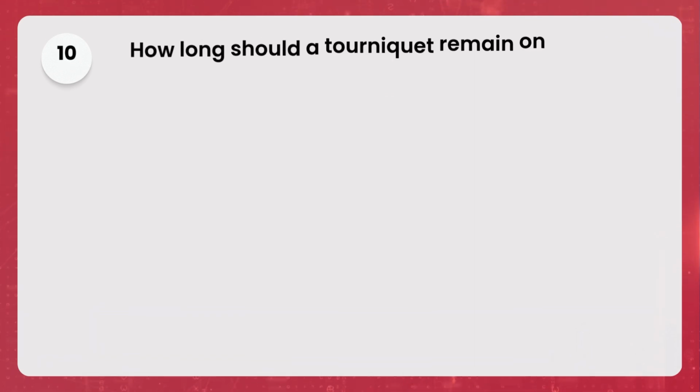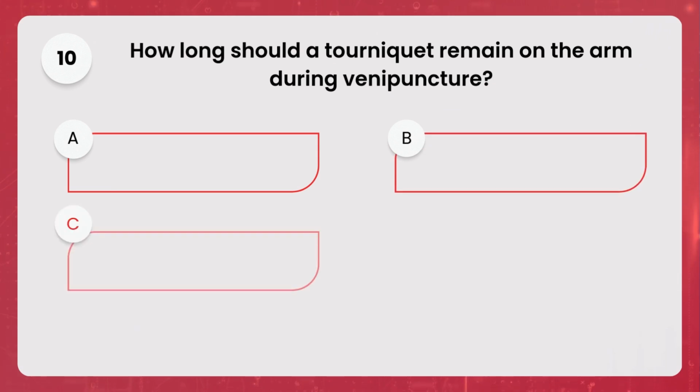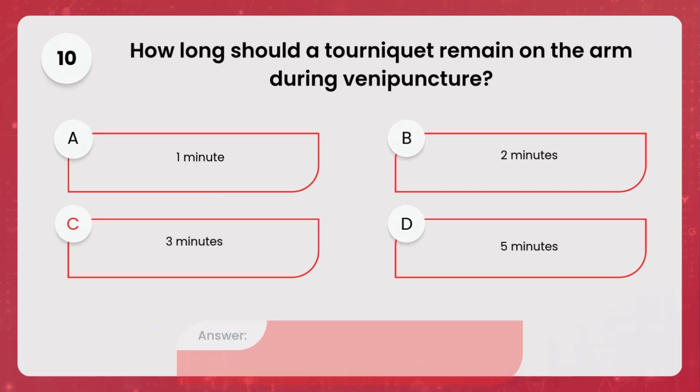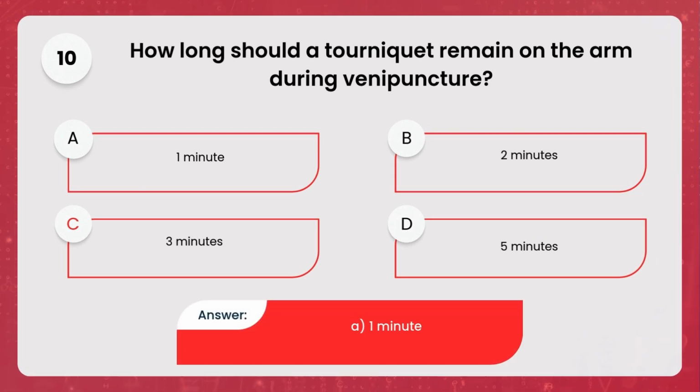Number 10. How long should a tourniquet remain on the arm during venipuncture? A. 1 minute. B. 2 minutes. C. 3 minutes. Or D. 5 minutes. The answer is A. 1 minute.